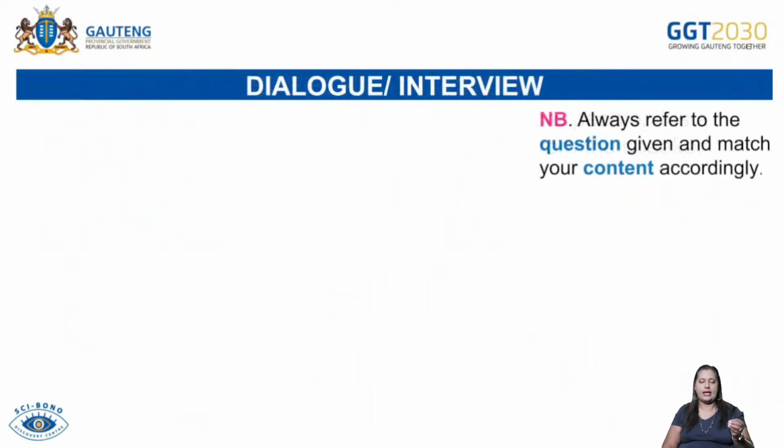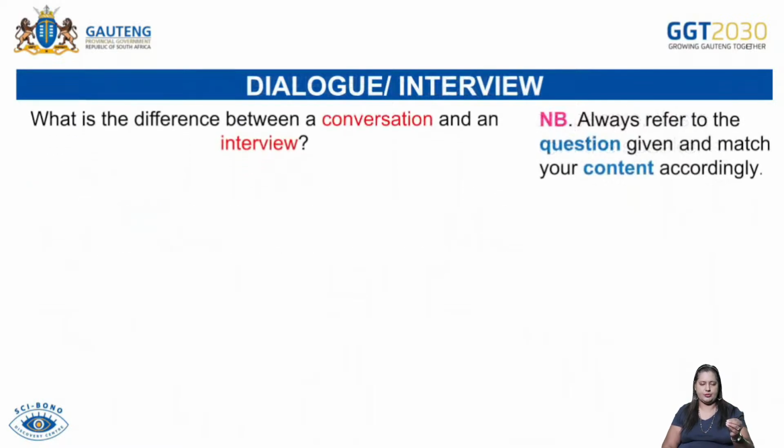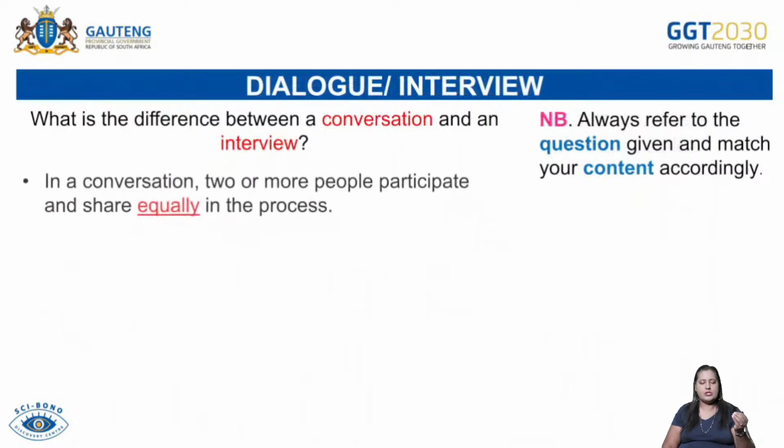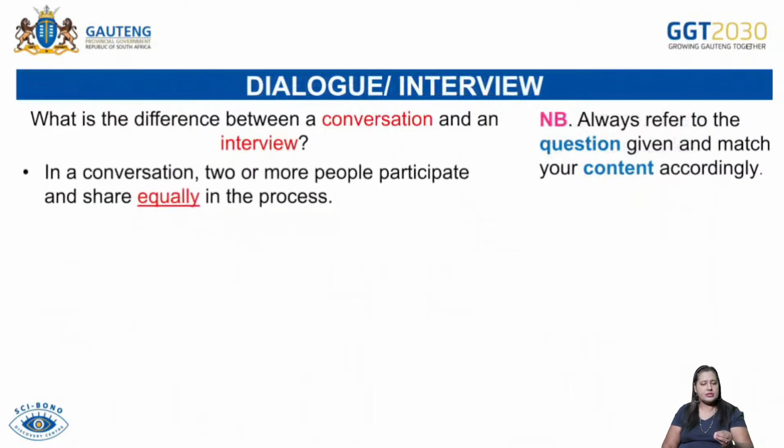Now, when you're looking at the dialogue and the interview, this is something you need to take note of. In the conversation, 2 or more people are equally participating. There's no need to give one speaker more talk time than the other. Rather, just have 2 of them that are having equal talk time in your piece.